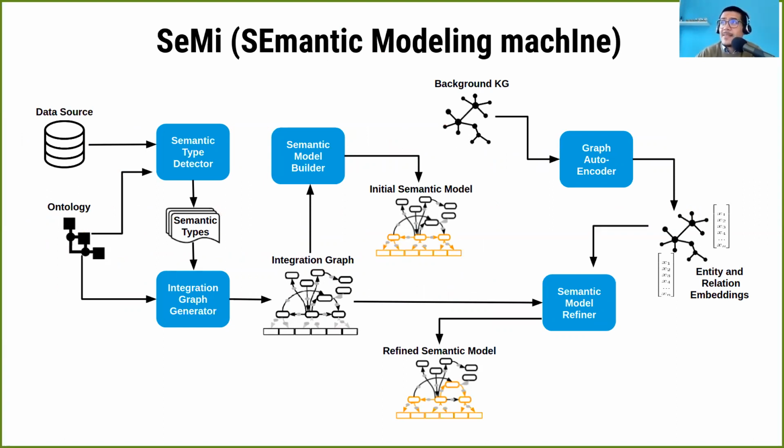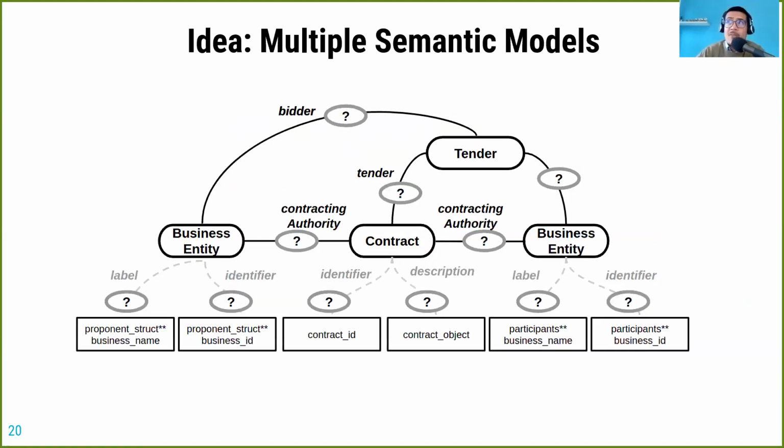The main idea of this architecture is that we can start from multiple semantic models. So in this case, you do not have a unique semantic model, but you have a collection of all plausible relations that can be in the semantic model. For instance, this contract can be connected to this business entity by this edge or this path. So we need to guess which is the correct one.